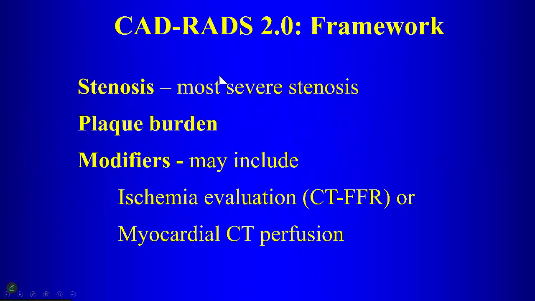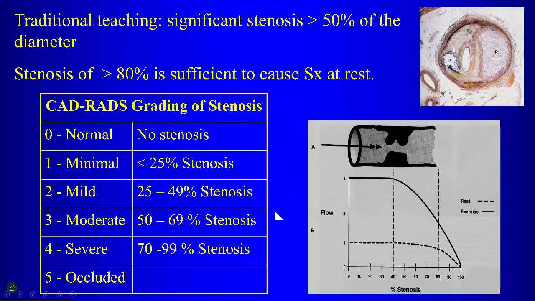So in this scoring system, the things that are evaluated: the most severe stenosis, so the ultimate score is going to be the score for the most severe stenosis. There is some evaluation of the plaque burden, and then there are modifiers. These modifiers are added if there's an ischemia evaluation, like with CT FFR, fractional flow reserve, if that has been done. Or in some places where they do myocardial CT perfusion, you might add that information also. But we'll talk a little bit about what all these modifiers are.